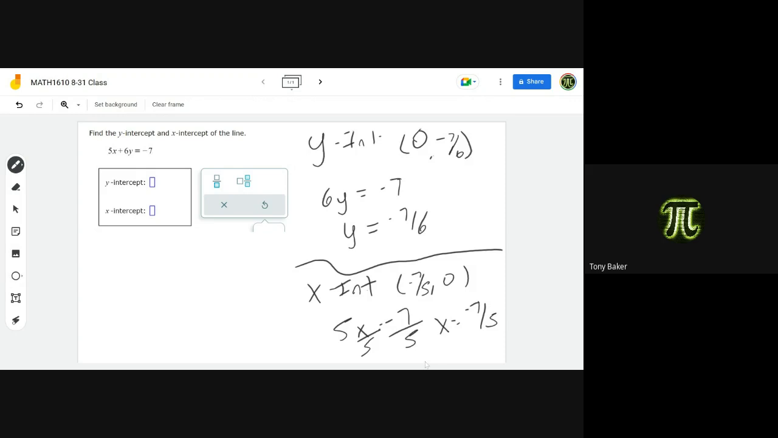Let's go back, because I'm not going to do all 3. We're going to hit show explanation because I don't feel like doing them all out.